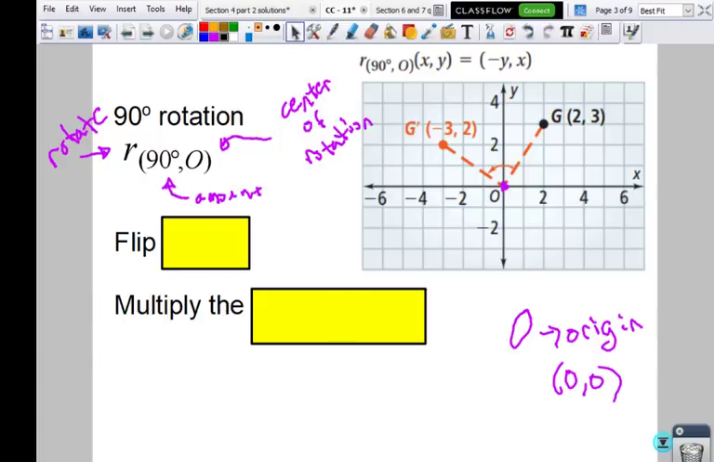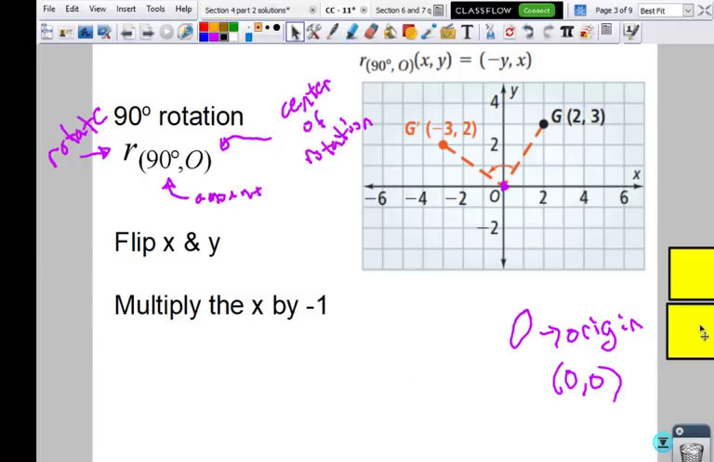Alright. So, if I'm going to rotate point G right here 90 degrees, which was our warm-up problem, there's actually a shortcut I can use without actually making these lines or anything. And that shortcut is flip X and Y around, and then multiply the X by -1.